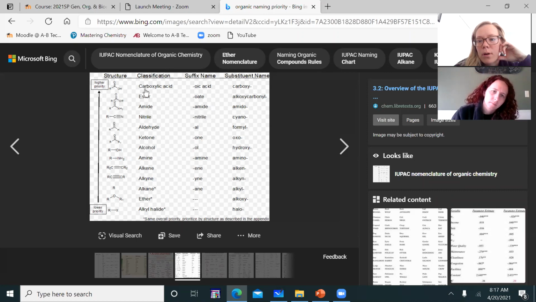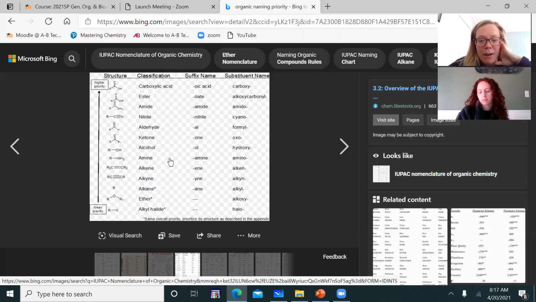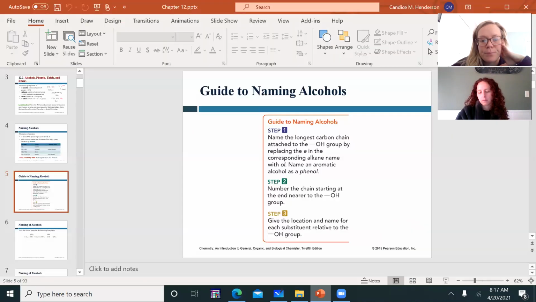These are more important, take more precedent over the things lower down here. So alcohol is higher than these. You'll see ketone and aldehyde, which we'll talk about in a little bit, have a higher priority. The highest priority on this list is a carboxylic acid group, which again, we'll talk about a little later. But for now, just so you can see here that there is an ordering, there is a method to this madness. So alcohol will take precedent over a double bond.